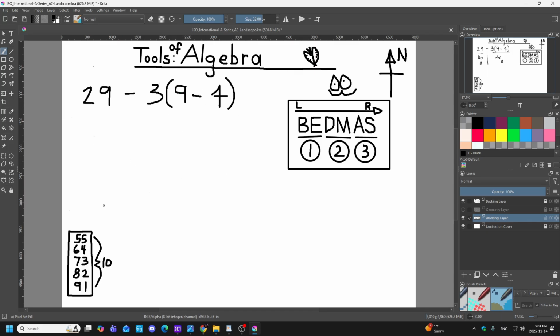Let's show our work. 29 subtract 3 times, and 9 take away 4. Simple math is 5. Now we have multiplication. We're still at step 2 here. Actually, we went from step 1 to step 2. Okay?